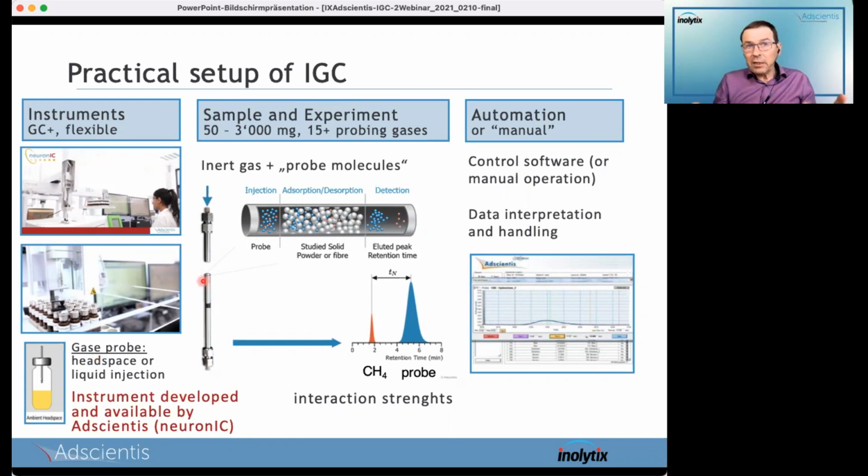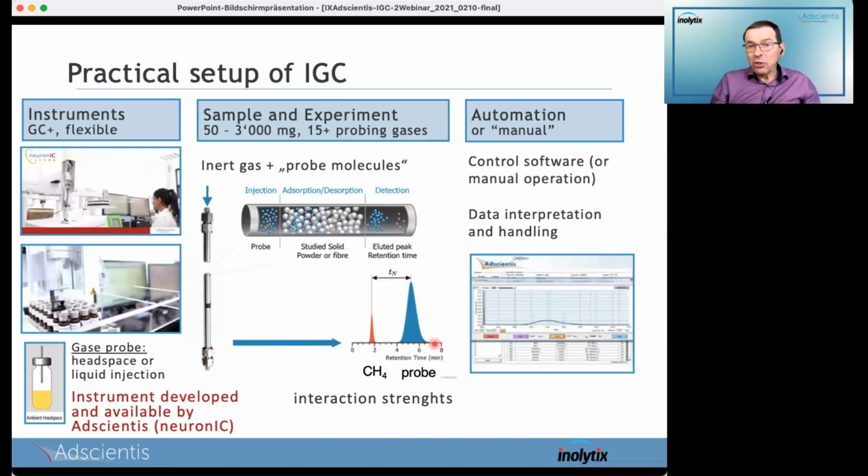The samples, and we come to this in much more detail, are filled in usually in a column. Inert gas is flown over it, and in this flowing inert gas, small quantities of these probe molecules are being injected and then interact with these unknown solid surfaces.